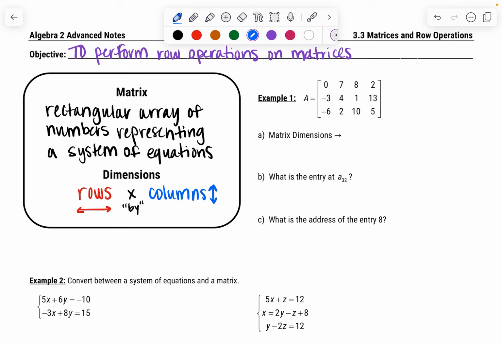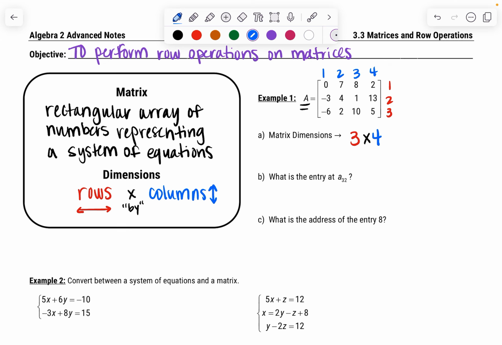So in this case, when I look at example 1, typically for all matrices across the board, they're always labeled with a capital letter. So this is going to be matrix A. And if I look at matrix A, I can count that it has 1, 2, 3 rows, and it has 1, 2, 3, 4 columns. So when I go in to write the dimensions, this is going to be a 3 by 4. So 3 rows, 4 columns.